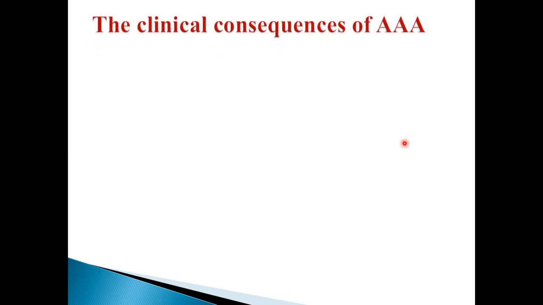Now, what are the clinical consequences of abdominal aortic aneurysms? The first and the most feared complication is rupture of the aneurysm, which leads to massive internal hemorrhage.